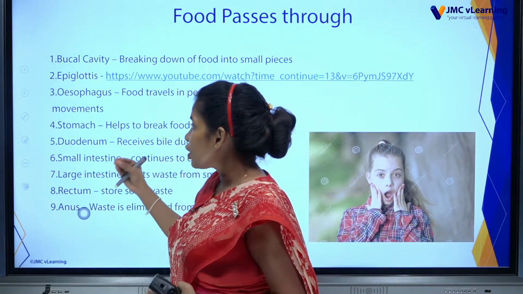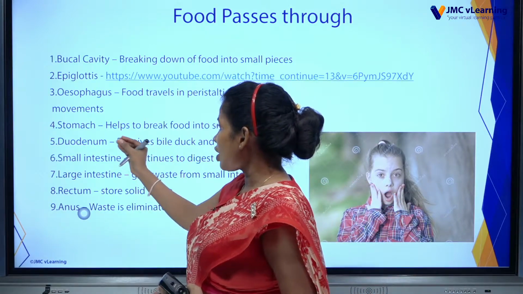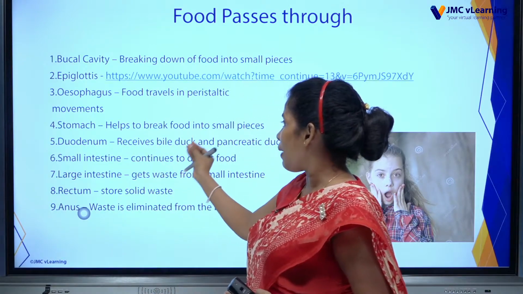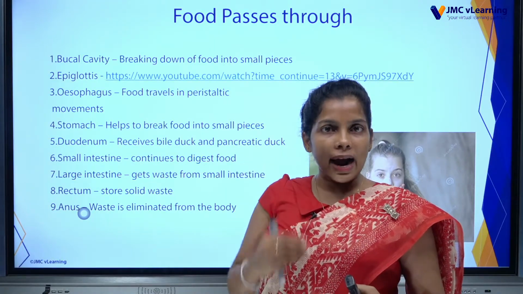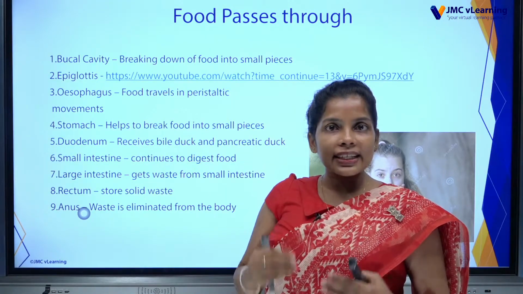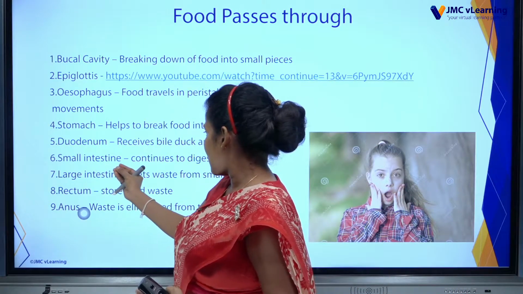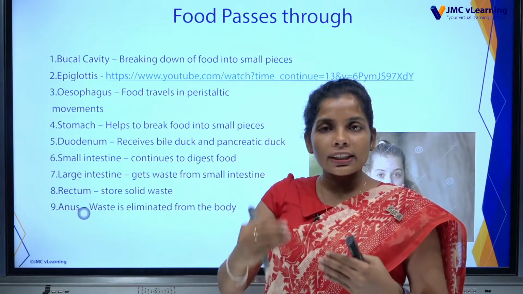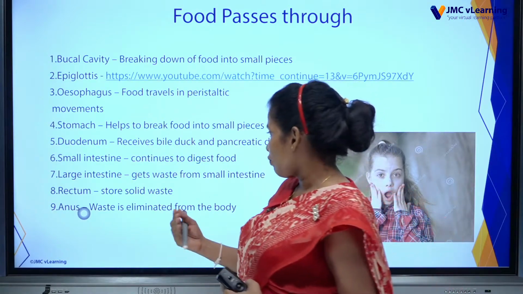The next part is the duodenum. What is the function of the duodenum? It receives the bile duct and the pancreatic duct. The next one is the small intestine, which continues to digest food.